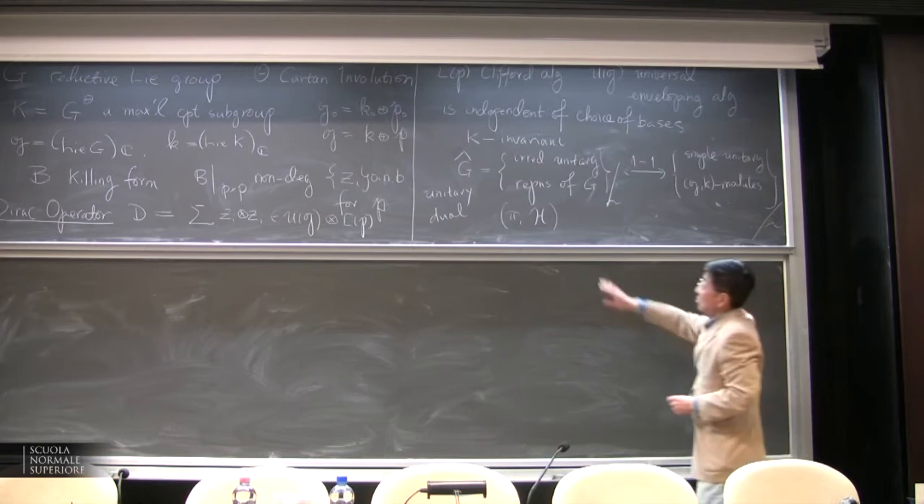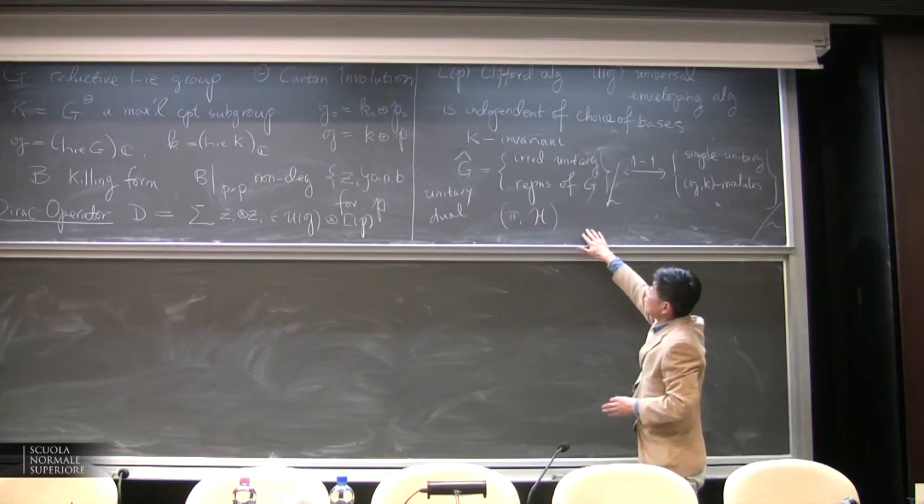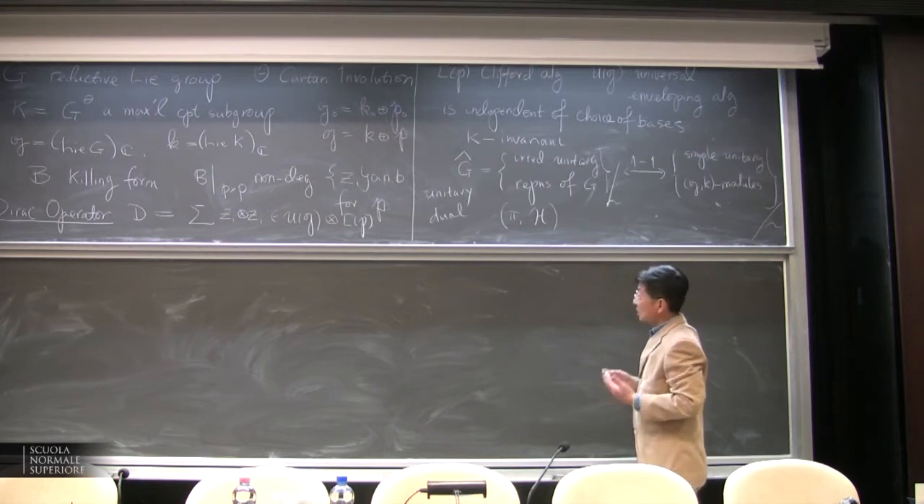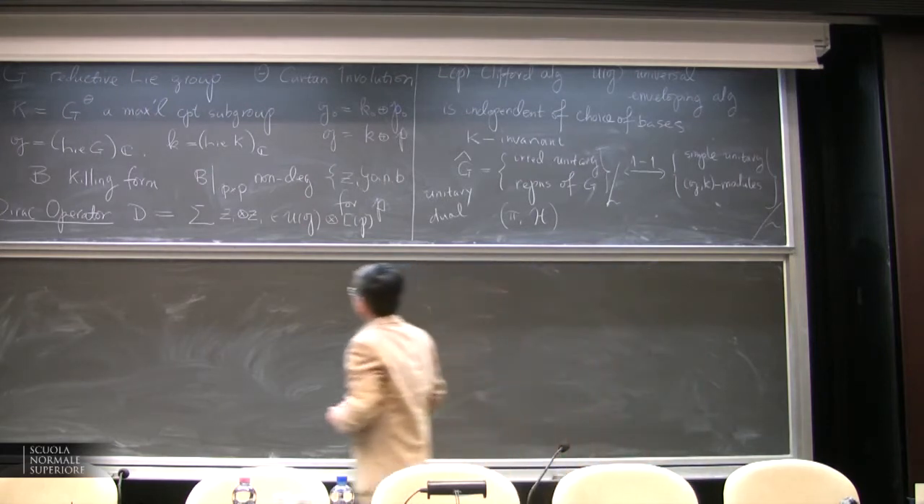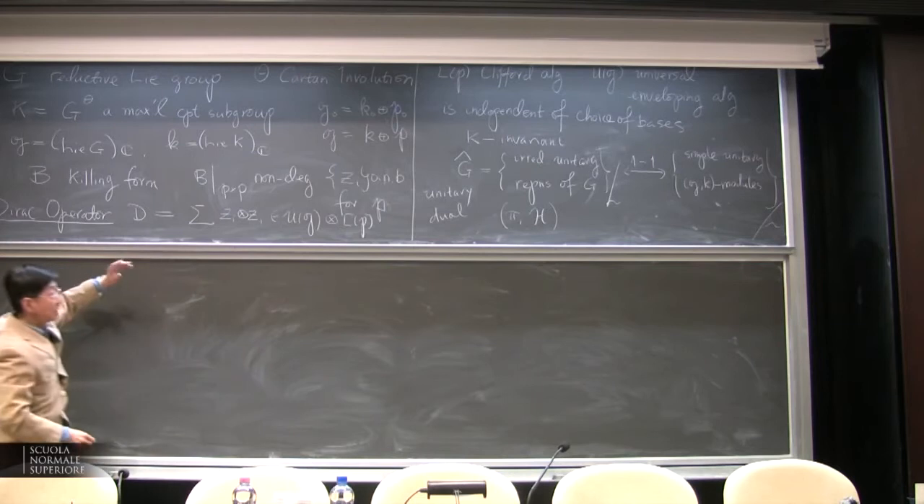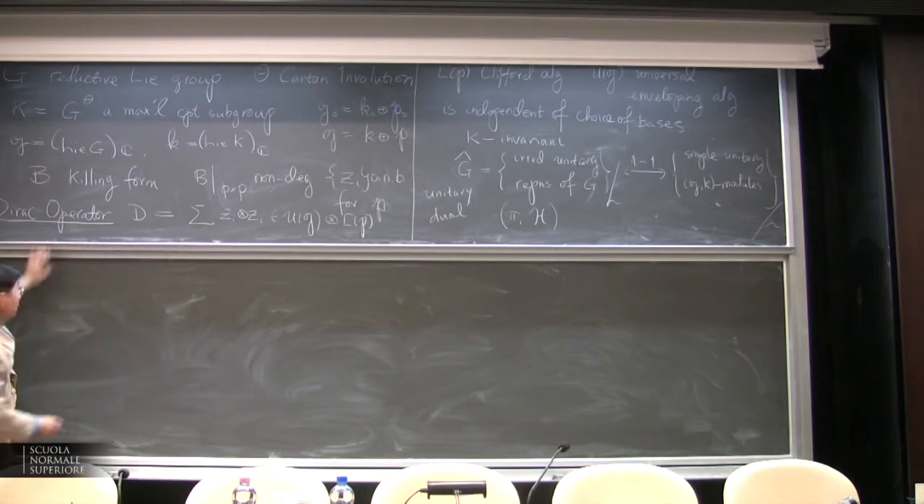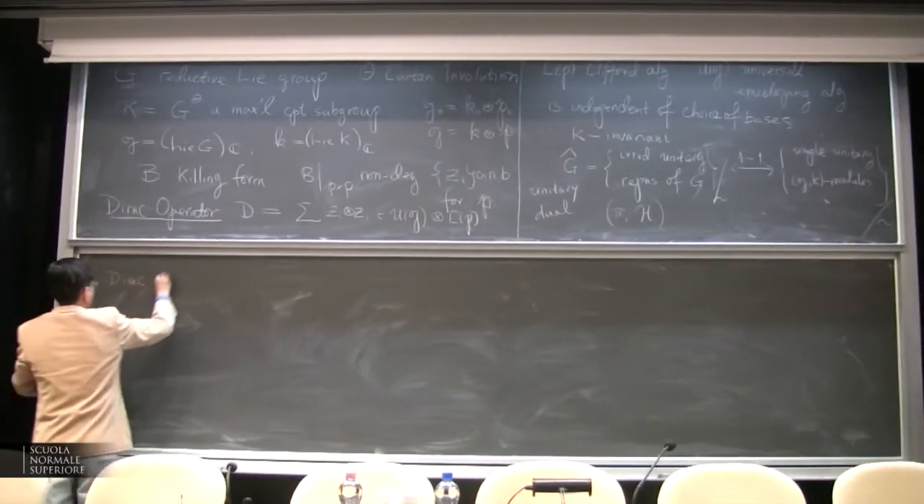So in some sense, we have good knowledge about unitary representations, but a very important criterion to judge is the so-called Dirac inequality. Right, here, Dirac inequality.